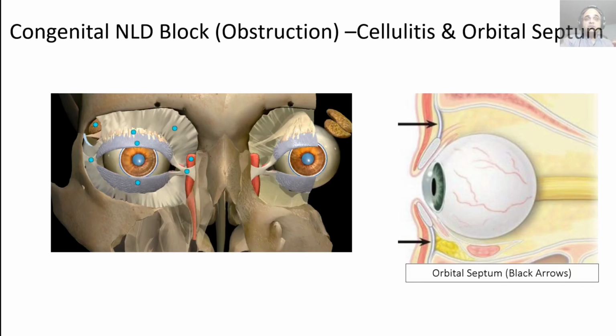This is especially true in children, where the orbital septum is not that well developed. It's also not as strong as that in adults. So children are more prone to getting an orbital cellulitis from a preseptal cellulitis, which itself can occur from an acute dacryocystitis.